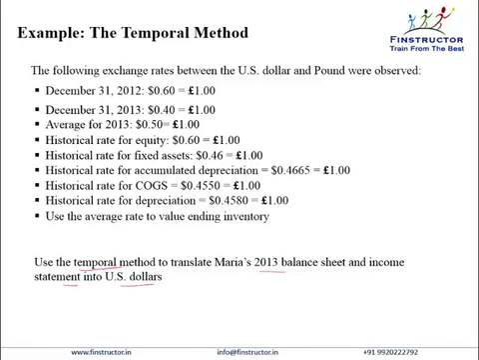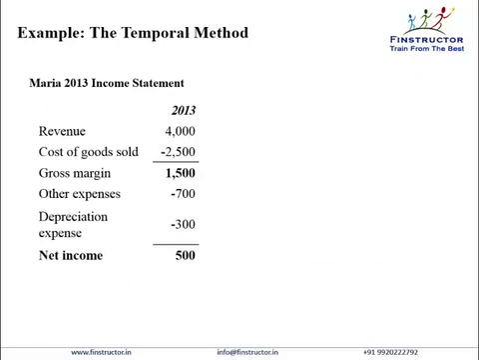So again, we will start with the income statement. The revenue is given to be £4,000. Please note, the revenue and all other costs will be translated at the average rate. So revenue at the average rate, other expenses at the average rate. COGS, that is related to a non-monetary asset, will be translated at the historical rate. So would depreciation, that will again be translated at the historical rate applicable for depreciation.